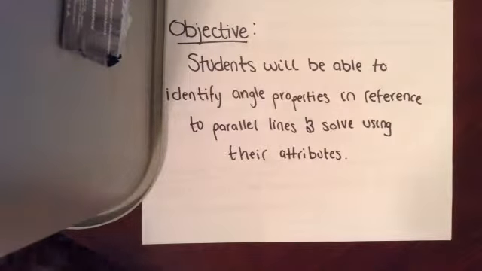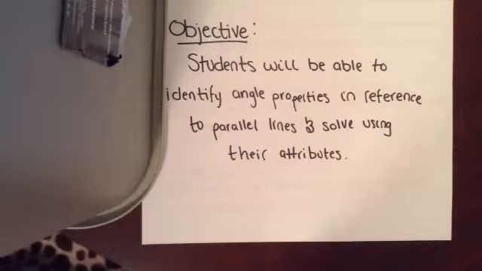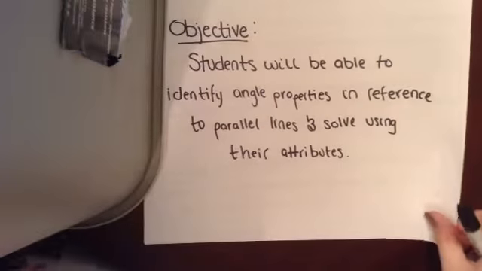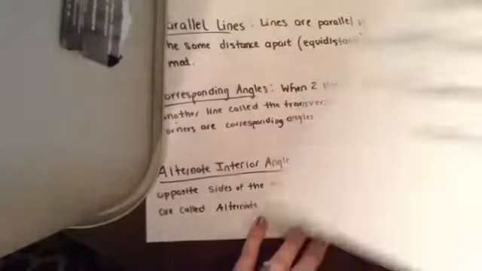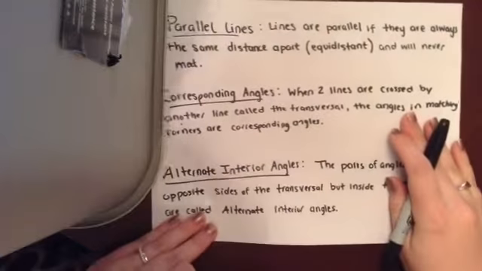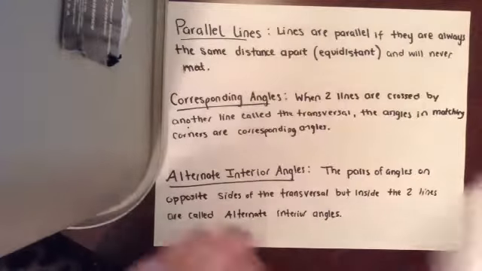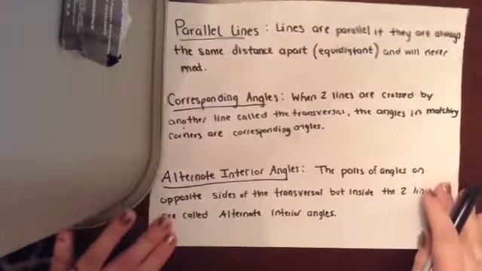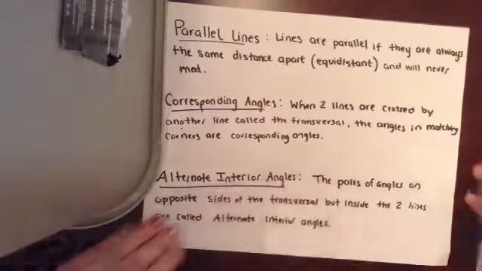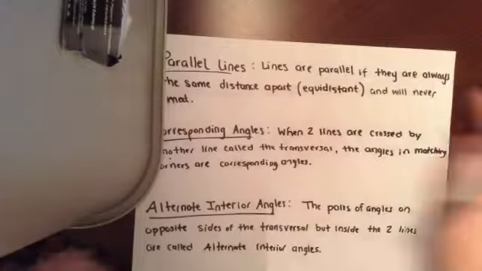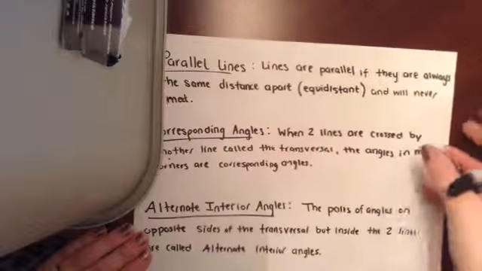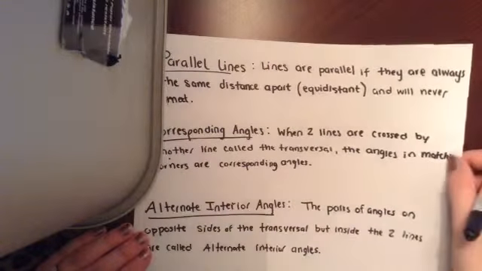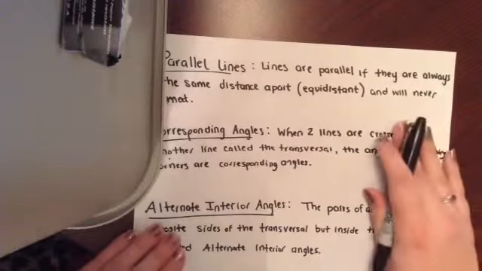So first we need to give the definitions to the students that we'd be using today so they're prepared with some of the terminology that we're going to be using. The first would be parallel lines. Lines are parallel if they are always the same distance apart, which is called equidistant, and will never meet.